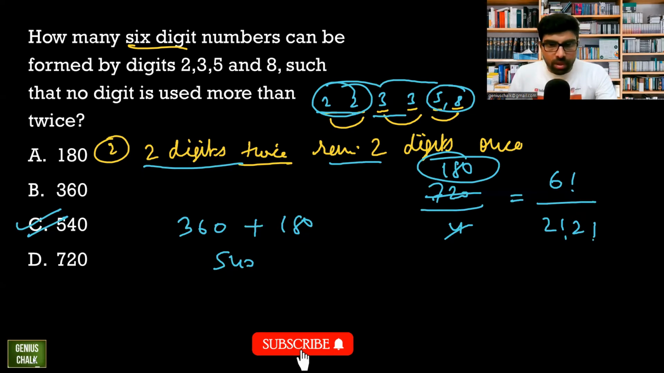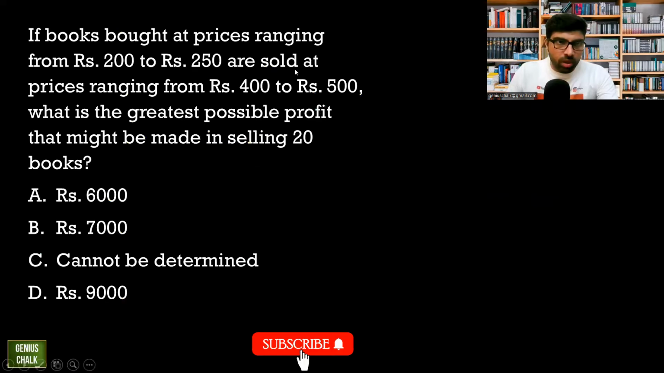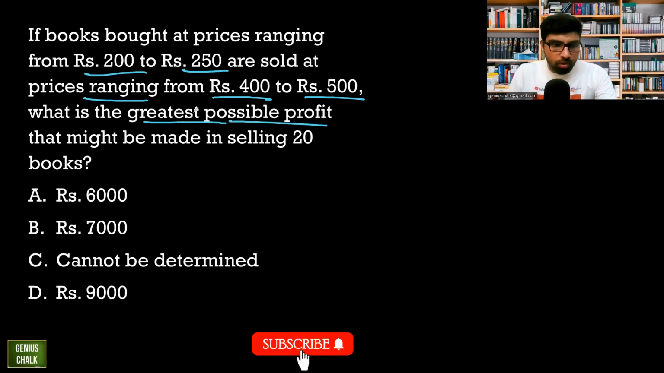Option C. Next one. If books bought at prices ranging from 200 to 250 are sold at prices ranging from 400 to 500, then what is the greatest possible profit that might be made in selling 20 books? Always remember, I have covered this in the shorts video as well on Genius Chalk. You can check it. Greatest possible profit.